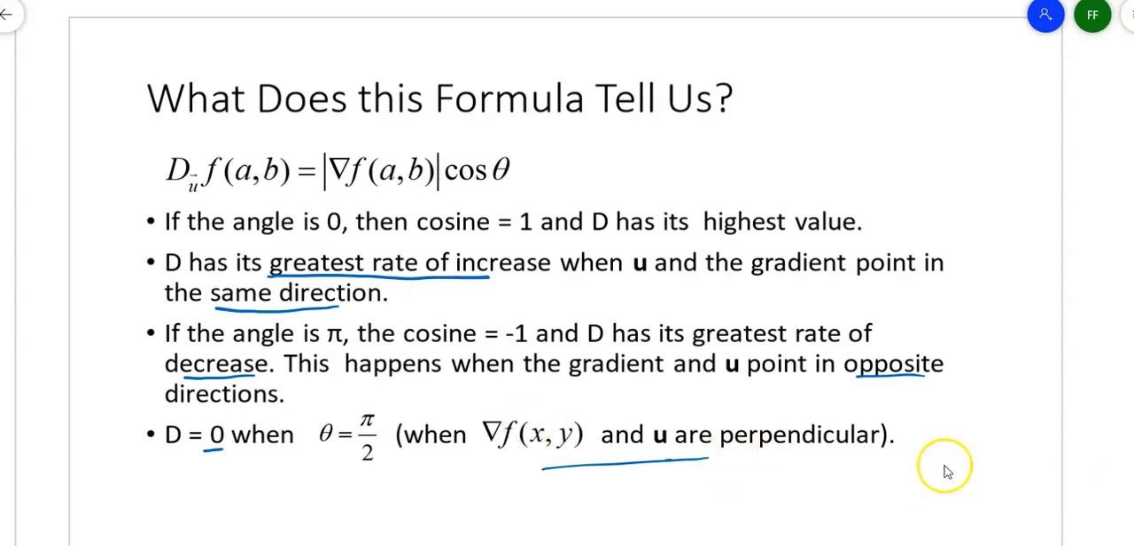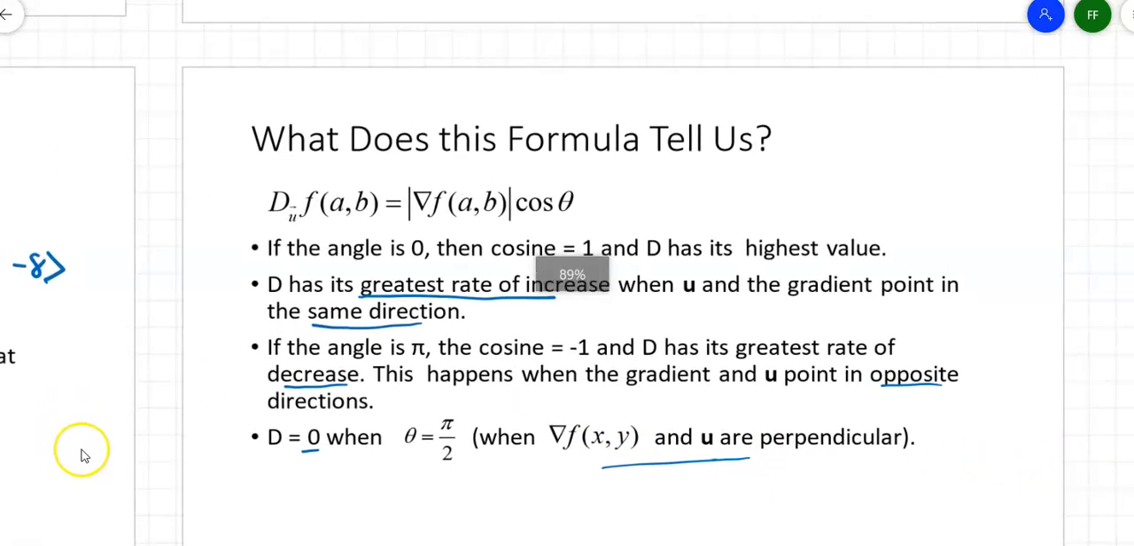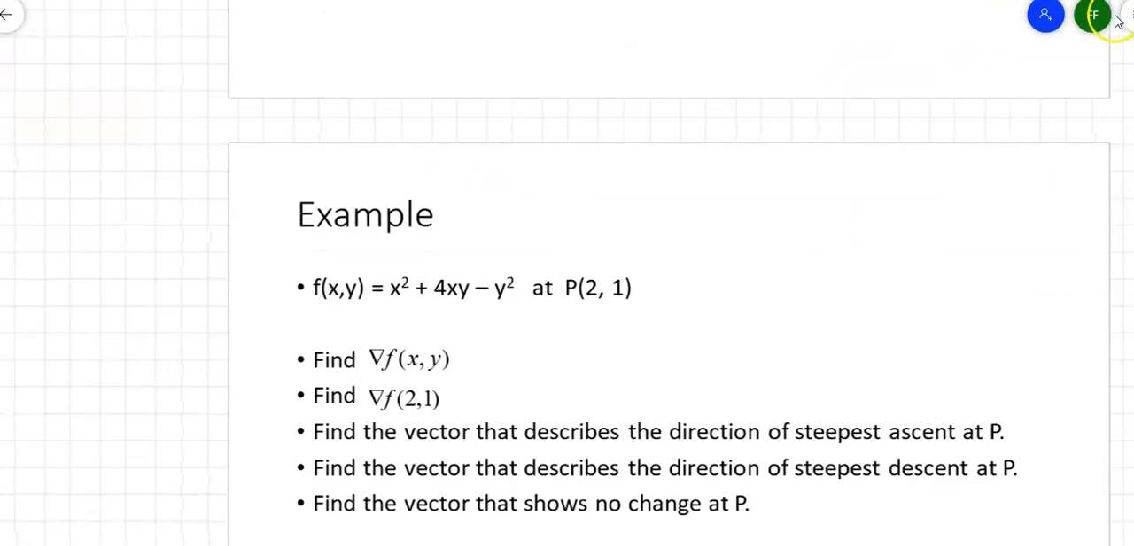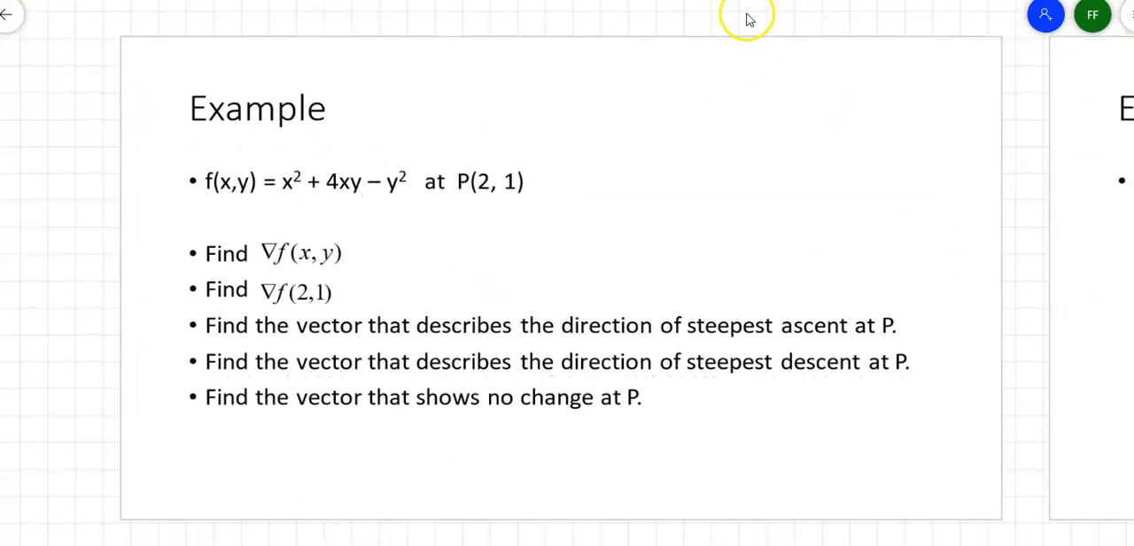All right, let's take a look at an example. This one I got a lot of questions for. I want to find a gradient at a point. I want to find the vector describing the steepest ascent, the steepest descent, and the vector that shows no change at a point. It's actually not a terrible problem.